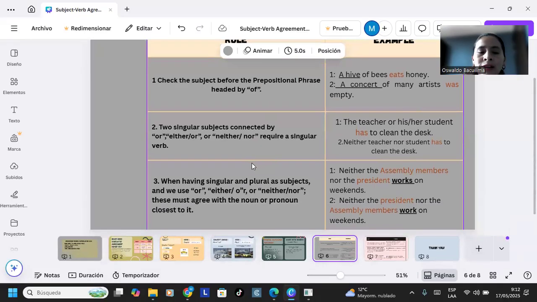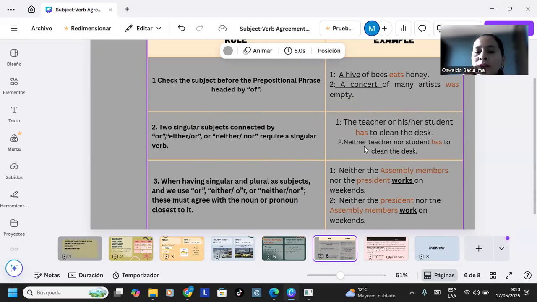And the second rule, two singular subjects connected by or, either or, neither nor require a singular verb. The teacher or his or her students, depending on the gender, has to clean the desk. So here teacher is singular, student is singular, followed by or. So the verb needs to be in singular form too.